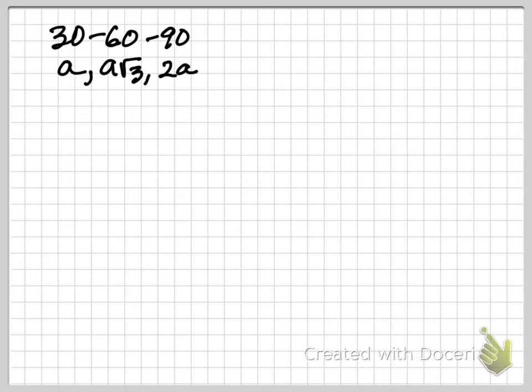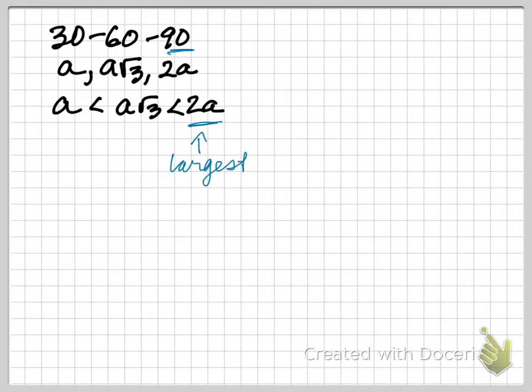So I think of it as 1, square root of 3, 2, right? So we have a, a square root of 3, and 2a. And that is always the relationship whenever you have a 30, 60, 90 degree triangle. And I just want to let you know that the square root of 3 times a is actually a smaller number than 2 times a, right? So that's the relationship there. a is going to be the smallest, and then 2a is going to be the largest, and a square root of 3 is going to be the middle, all right? And so just keep that in mind.